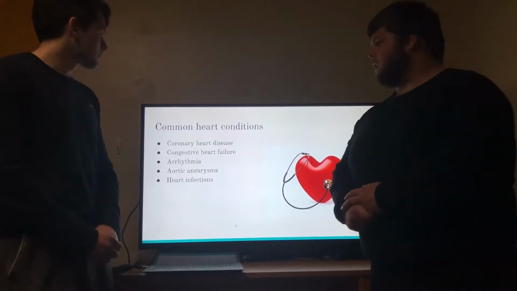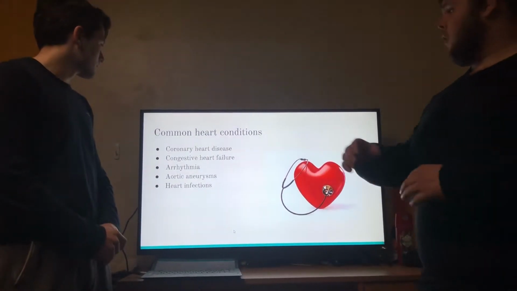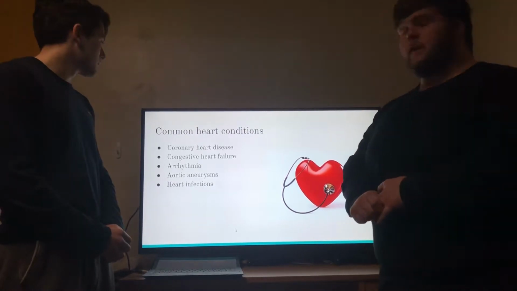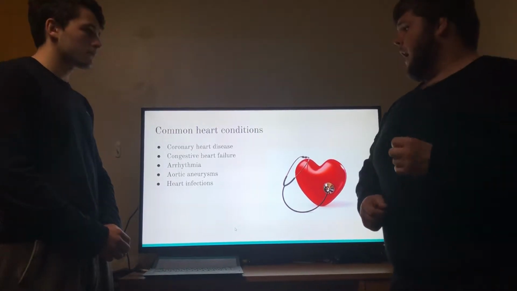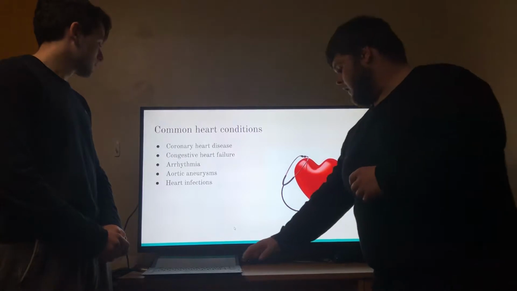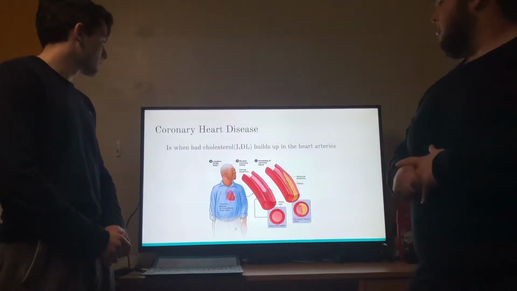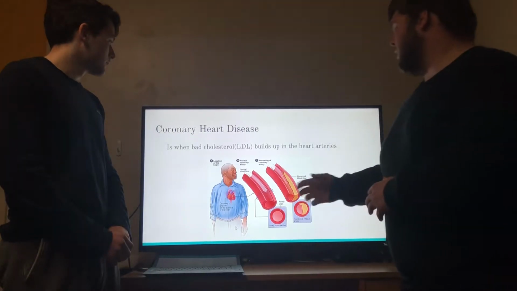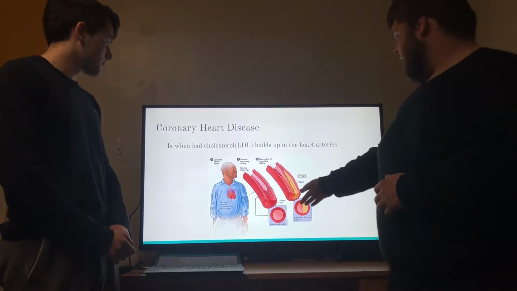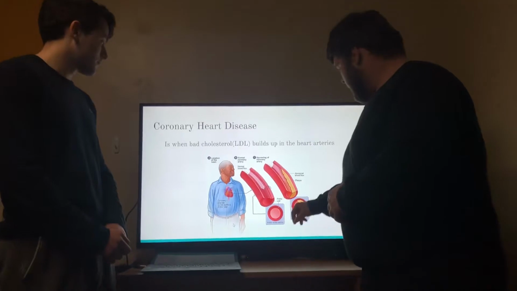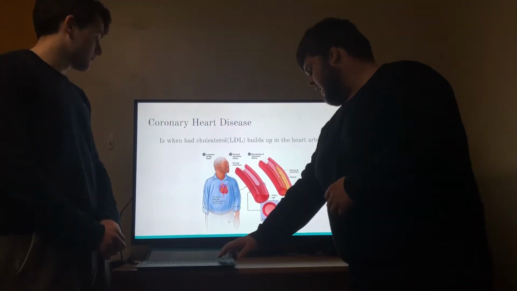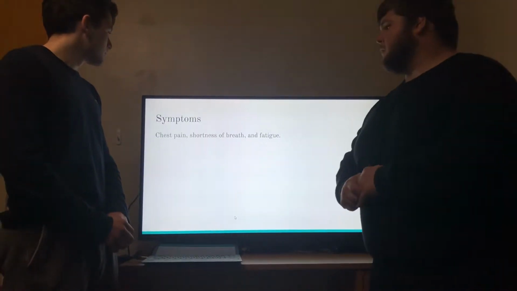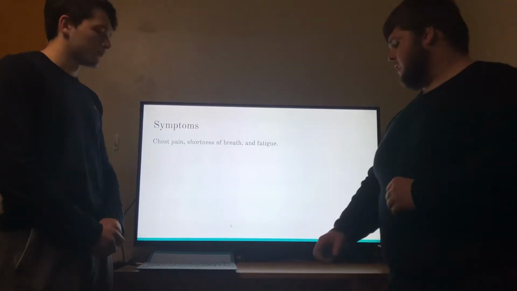Some of the common heart conditions are coronary heart disease, congestive heart failure, arrhythmia, aortic aneurysms, and heart infections. Coronary heart disease is when bad cholesterol, LDL, builds up in the heart arteries, as you can see in this picture. It will narrow the artery with plaque. Symptoms include chest pain, shortness of breath, and fatigue.